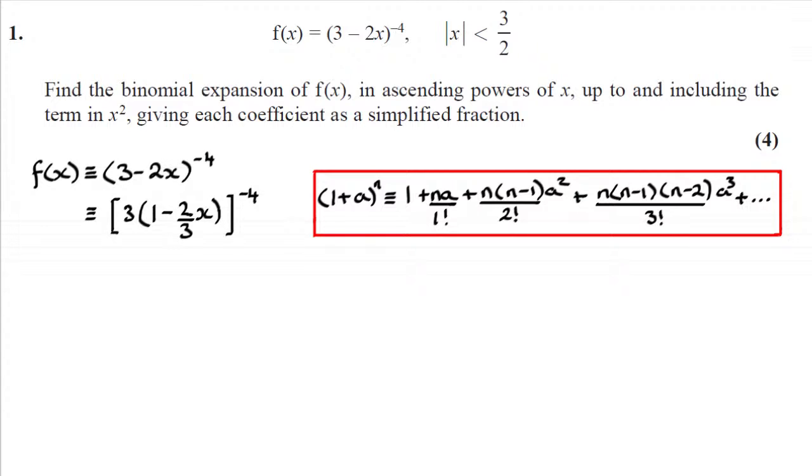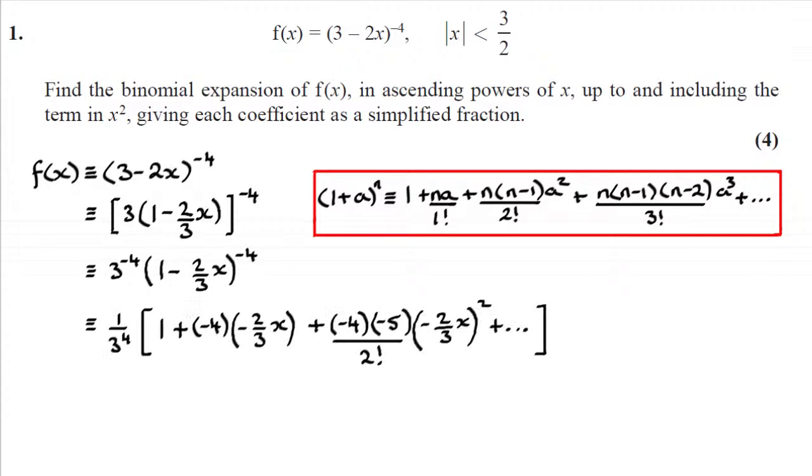When you get questions like this, the key is that you pull out the 3 first of all from the 3 minus 2x, so that you can make this a 1. So you pull the 3 out, and then you're going to have 1 minus 2/3 x to give you the 3 minus 2x, and it's all to the power minus 4. Then that power minus 4 goes over the 3 and over the bracket. 3 to the minus 4 is 1 over 3 to the power 4, which is 1 over 81. You're going to need that later on.